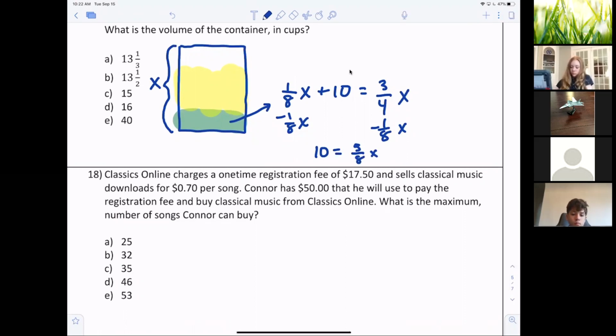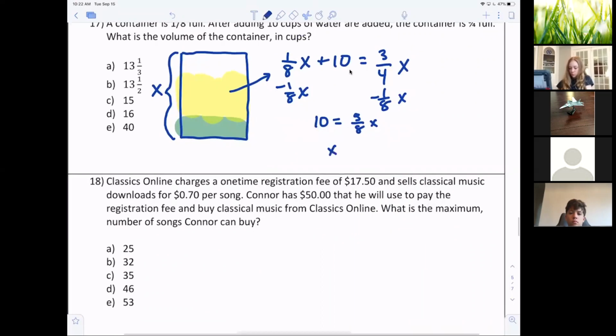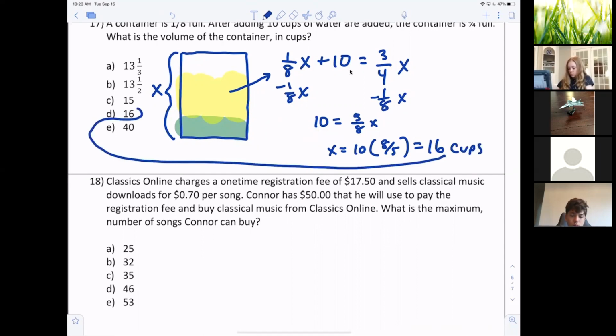Now how do you solve that? Add 10. What do I do from there? Divide by 5/8, but I don't say divide by 5/8, I always say multiply by the reciprocal. So x is equal to 10 times 8/5. Anybody can do that on the calculator. And what is that? 16. So your tank holds 16 cups, which was x.